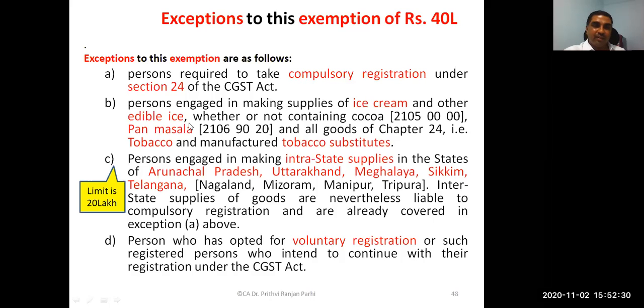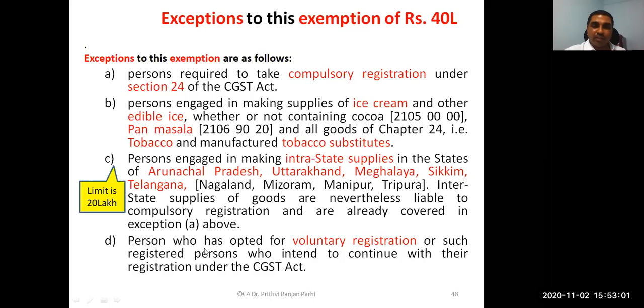Okay. Next is a person engaged in making intrastate supplies in the states of Arunachal, Uttarakhand, Meghalaya, Sikkim, Telangana. That means in these states also this 40 lakh limit is not applicable. Arunachal, Uttarakhand, Meghalaya, Sikkim, Telangana, 40 lakh limit is not applicable. That means the usual limit is applicable, 20 lakh.